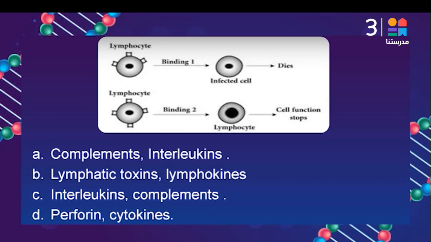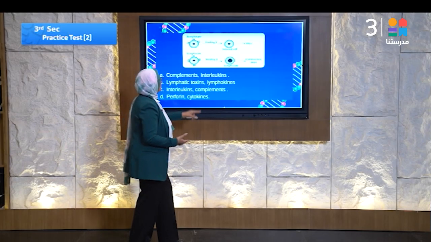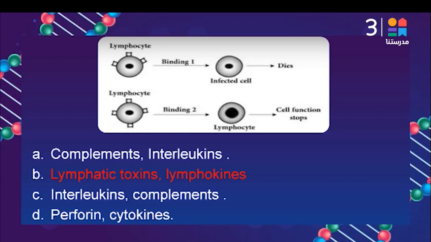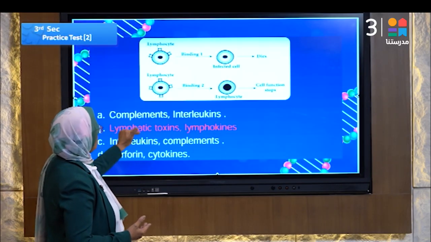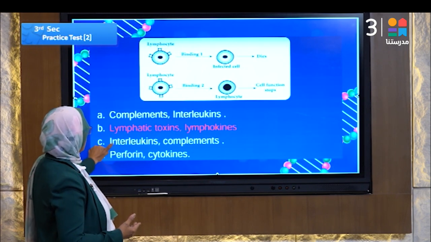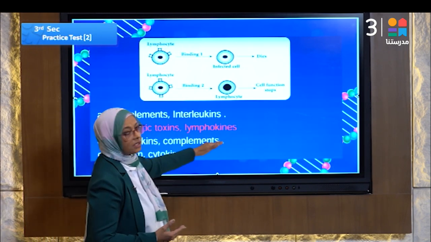Let's go to the choices. The first one, complement, interleukins, lymphatic toxins, lymphokines. C, interleukins, complements. D, porphyrin, cytokines. Which of them is the choice? Let's go. The choice is lymphatic toxin, lymphokines. Yes, that means this phase of immune must be formed by lymphatic toxins, lymphokines.